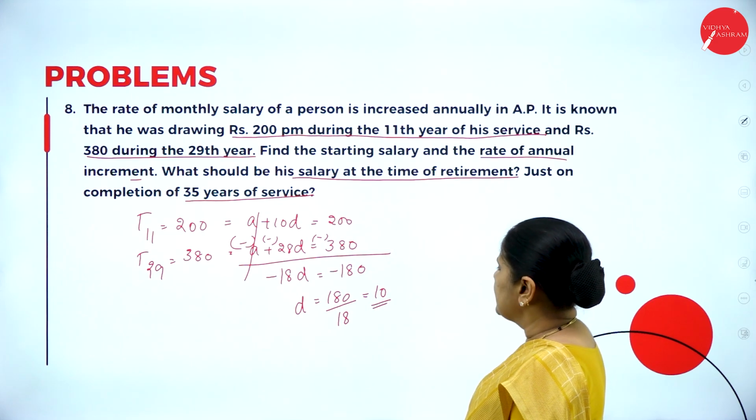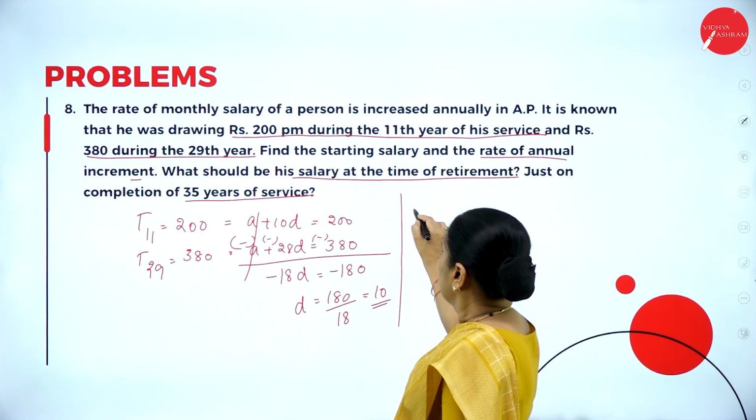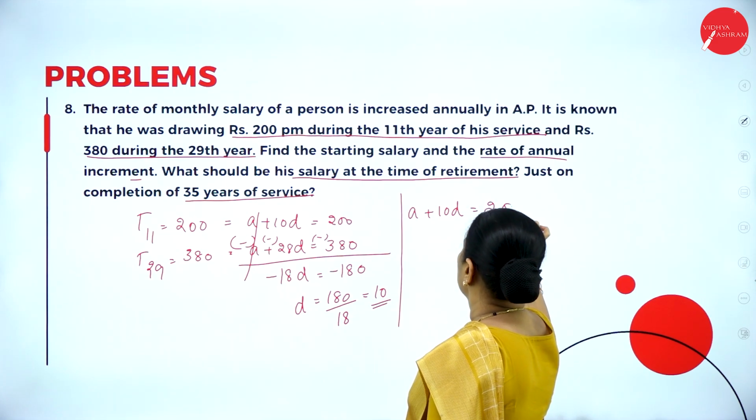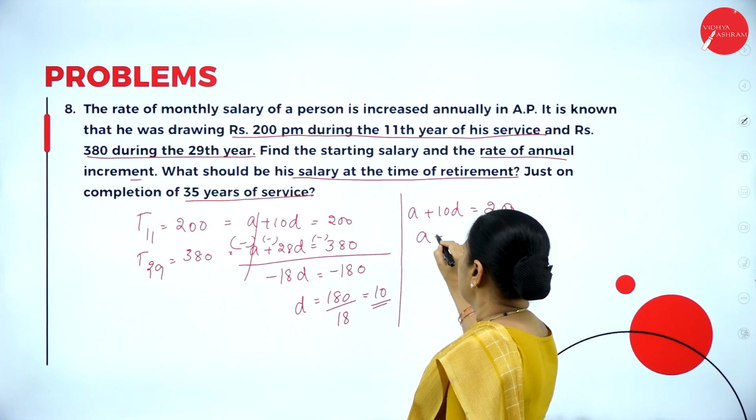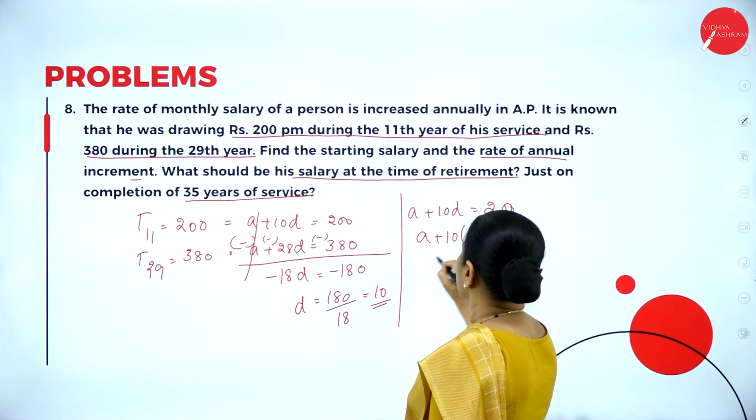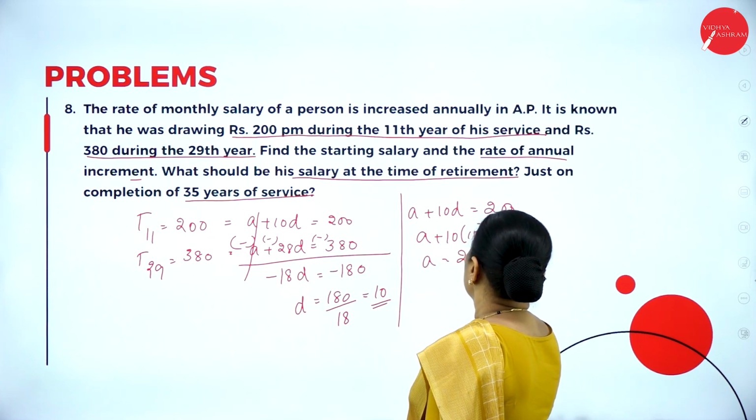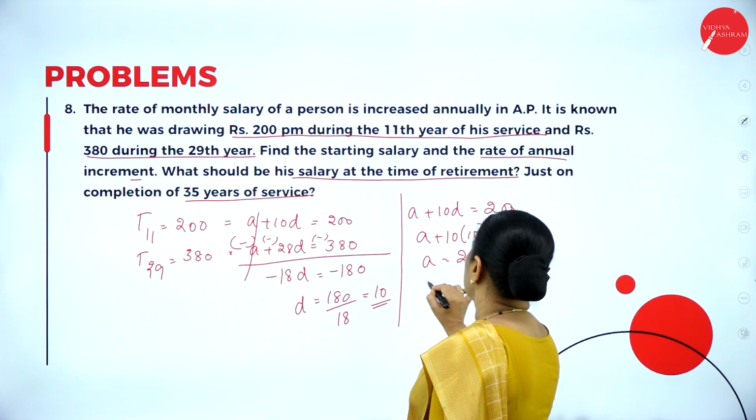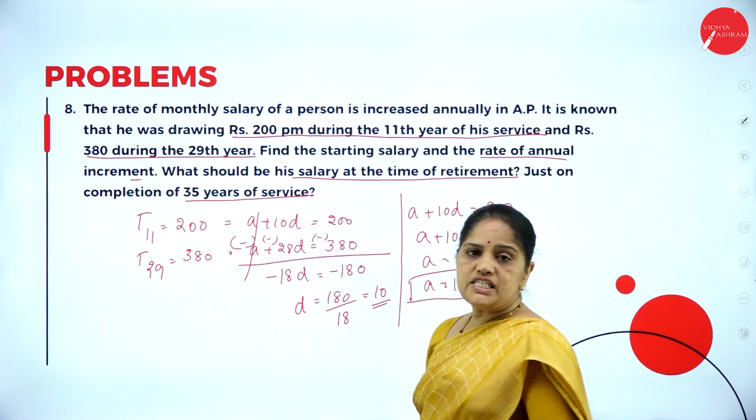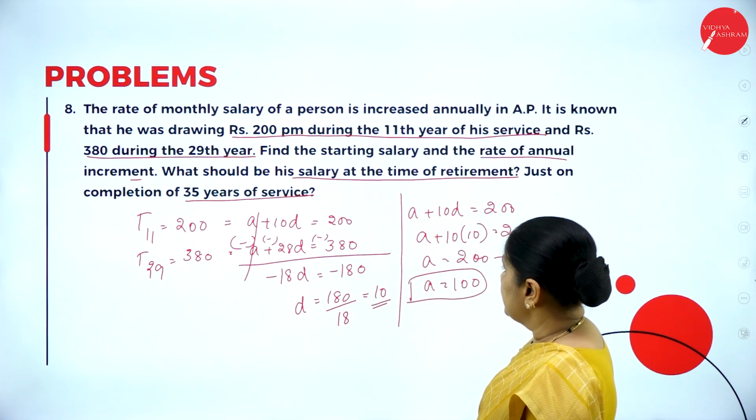Now find the starting salary. A plus 10D equals 200. A plus 10 into 10 equals 200. A equals 200 minus 100. A equals 100. So his first salary is 100 rupees.